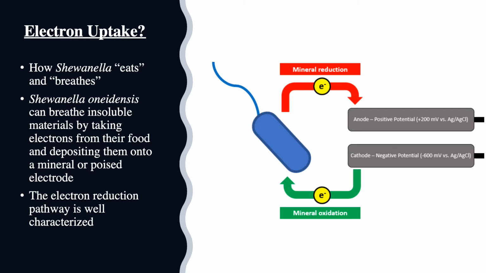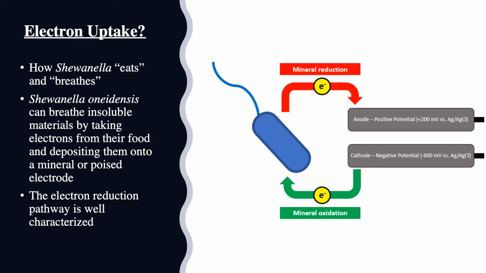Human beings will breathe oxygen, but Shewanella will breathe insoluble materials and deposit electrons from their food onto a poised electrode or mineral. This will reduce the electrode or mineral, and we would call this mineral reduction. Shewanella can also take in electrons from an electrode by oxidizing it. This process of electron exchange between the microbe and mineral or electrode is termed extracellular electron transfer.